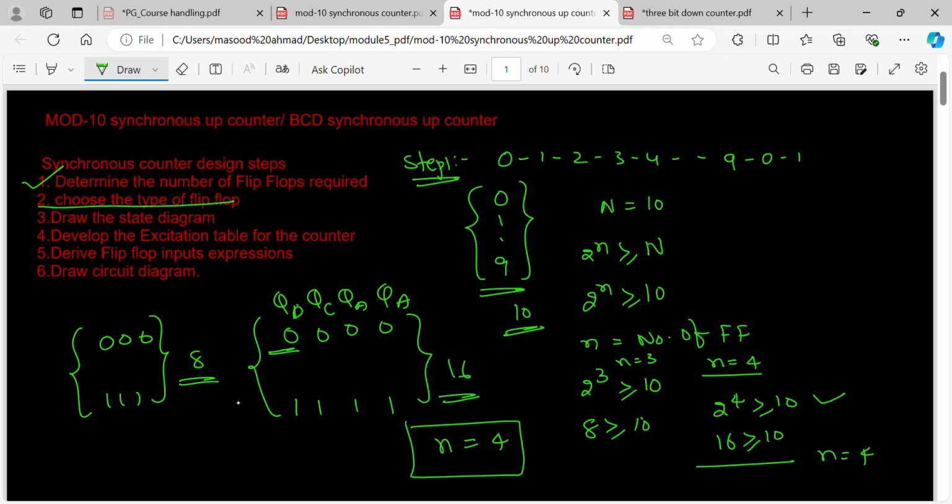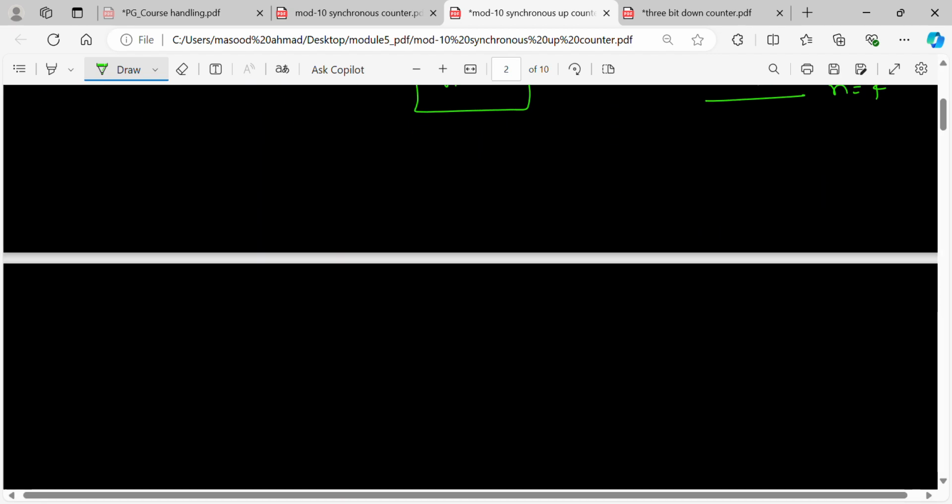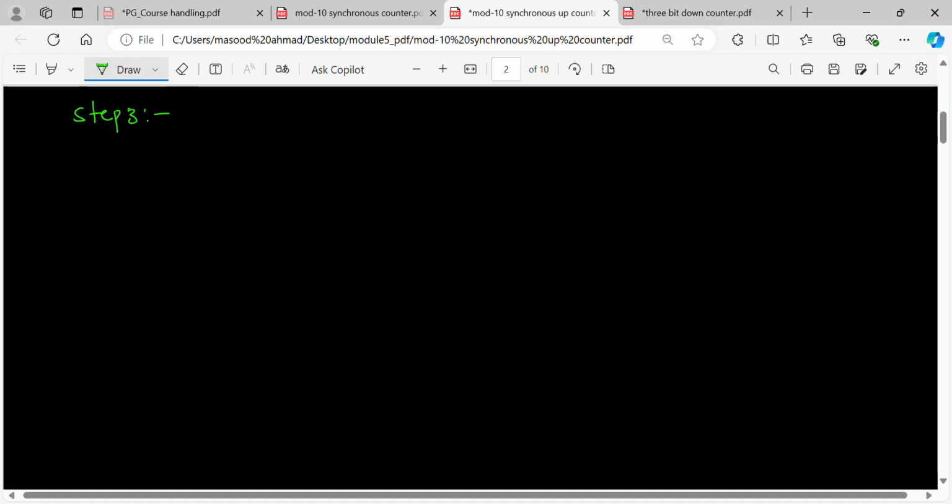Next, choose the type of the flip-flop. Nothing is mentioned in the problem about the type of flip-flop. Let's suppose, in that case, we use the T flip-flop, toggle flip-flop. So step 2 is where we mention that we are going to use the T flip-flop. Then we go for step 3, where I need to draw the state diagram.